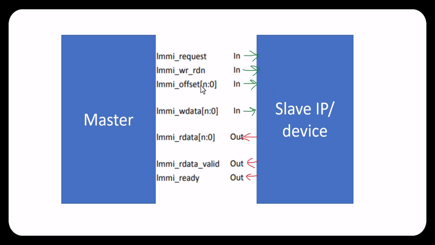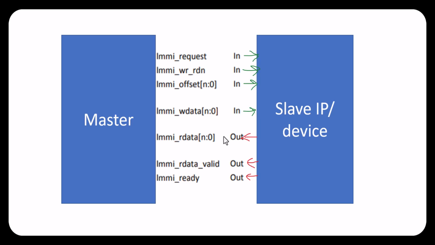We have to place the address on the offset. If you want to write data, we have to place the write data, and we have to make sure that it is a write. So WR RDN is kept at 1, and we have to place the request signal. And that is just memory write signaling.